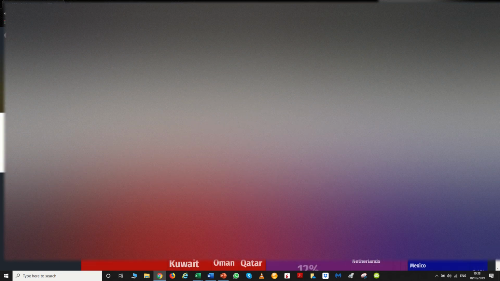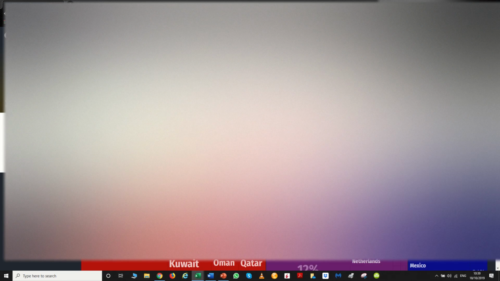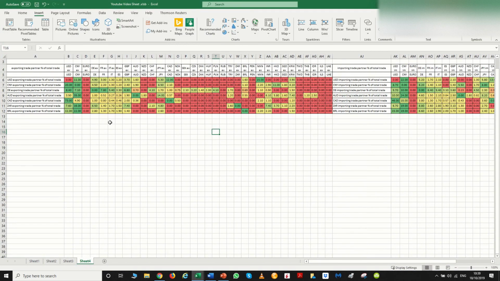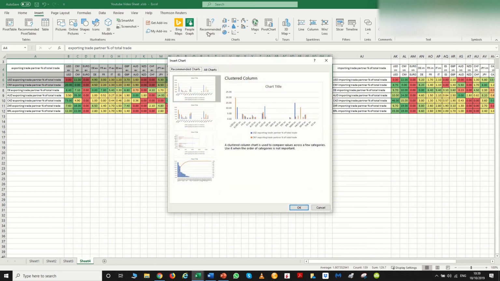So once you've made a note of, say, several nations that you wish to look at in Excel, like I've done here, you can now start mapping out tree diagrams. So here we've got exporting trade partner percentage of total trade. So the first one is the United States. So if I just highlight the first two, I can then do insert, recommendations.